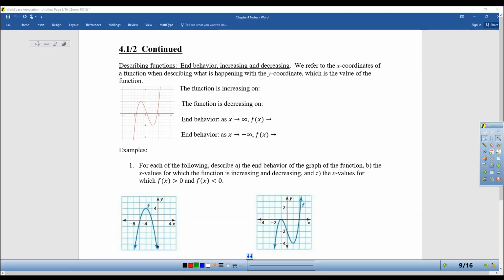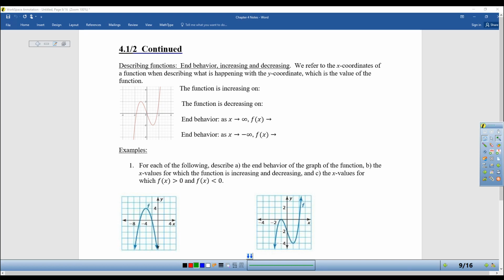Hello, everyone, and welcome to Algebra 2, Section 4.1 and 2 continued. Today, we're going to do something that at first glance looks really easy, but when we actually try to do the problems, you might find it's a little tricky, but you guys are smart, you can do it.